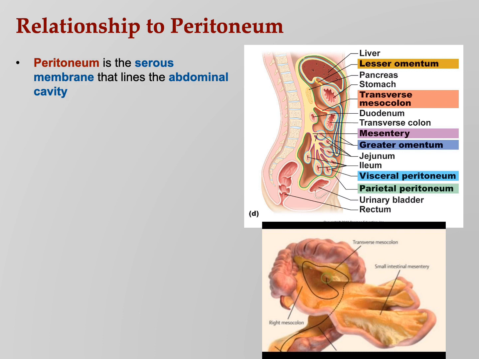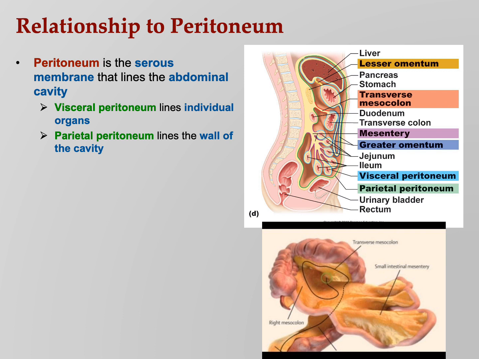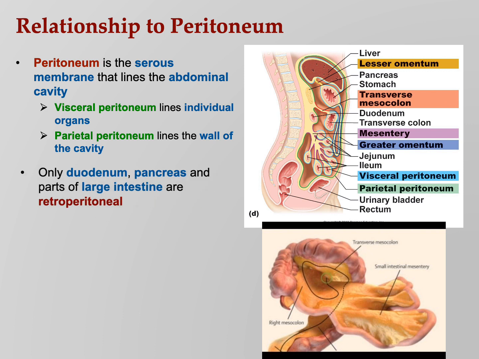So it's the serous membrane in the abdominal cavity. Remember, there's both visceral and parietal. Viscera means organ, so the visceral layer is on the organ itself. Parietal means wall, so the parietal peritoneum is on the wall of the abdominal cavity.